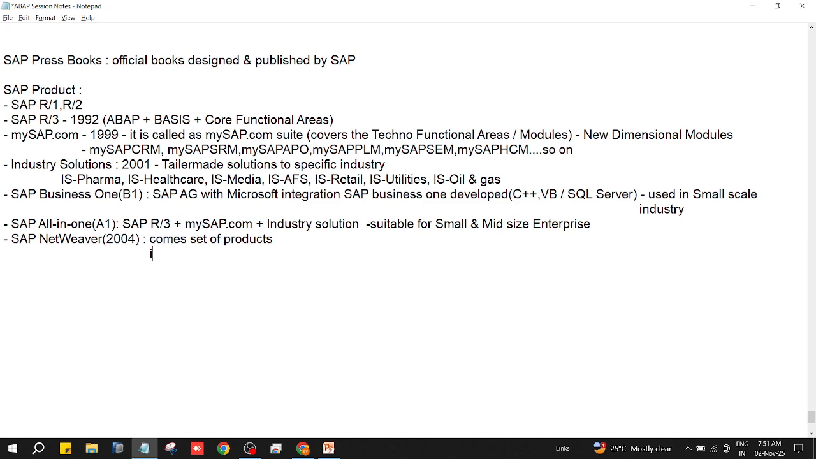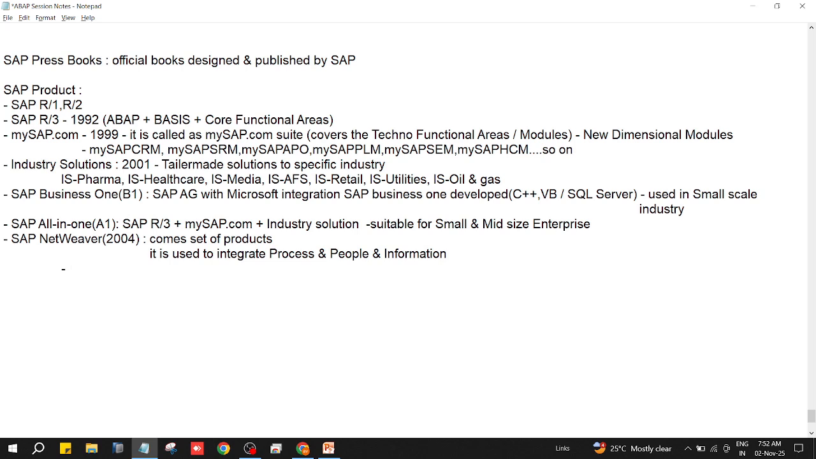The intention of the development of NetWeaver is to integrate process and people, process integration, people integration, and one more is information integration. So this was the complete goal of the SAP NetWeaver products. How these three integrations happen, we also have to know.